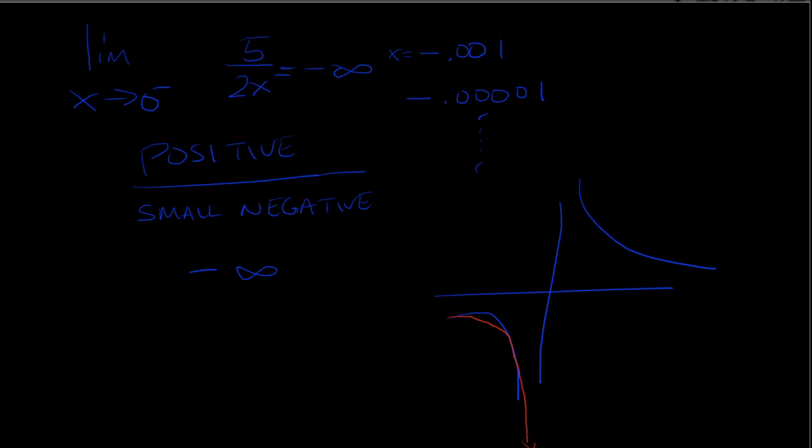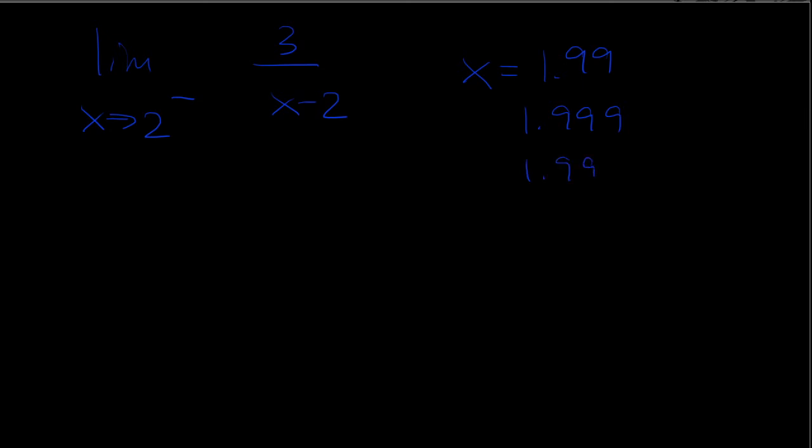Now what happens if the denominator is not x? What if we have the limit as x approaches 2 from the left of 3 over x minus 2? Here I know that if I plug in 2, I get 3 over 0. So that's not going to work. Let's think about plugging a number really close to 2, but from the left. So that would be like 1.99 or 1.9999, etc.